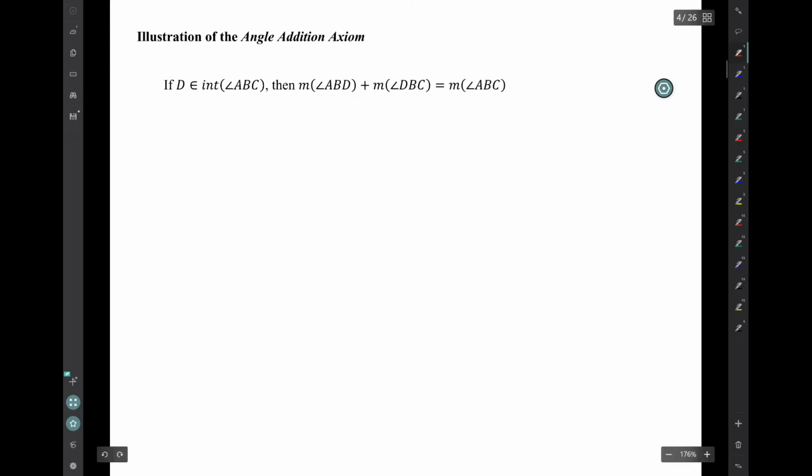Now we'll illustrate the angle addition axiom. It's in the form of a conditional statement. If D is in the interior of that angle, then the measures of these angles add up. So I'll do what I often do when I illustrate a conditional statement. I'll draw an illustration that shows the hypothesis, and then another illustration that shows the conclusion.